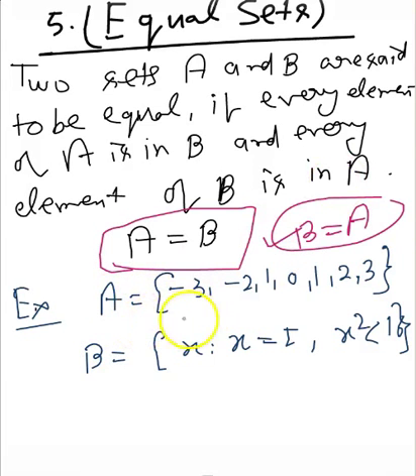Say for example, we have written a set A as minus 3, minus 2, minus 1, 0, 1, 2 and 3. And there is another set B where x belongs to I, all the integers, where x square is less than 10. If x square is less than 10, can you figure out what would be all the values of x for this condition where x is an integer?